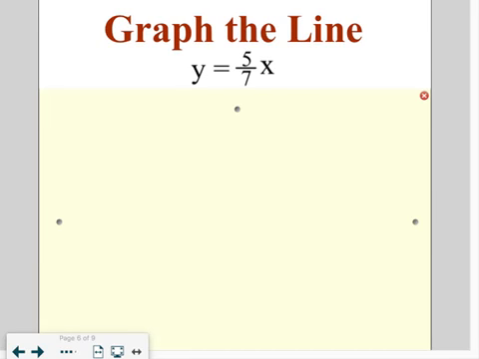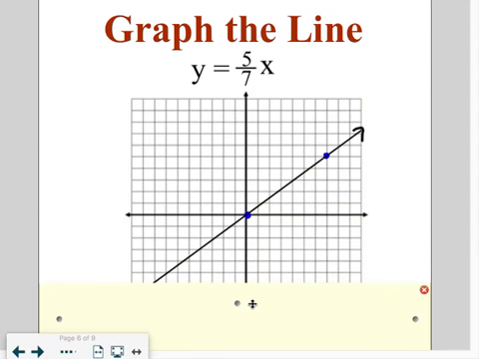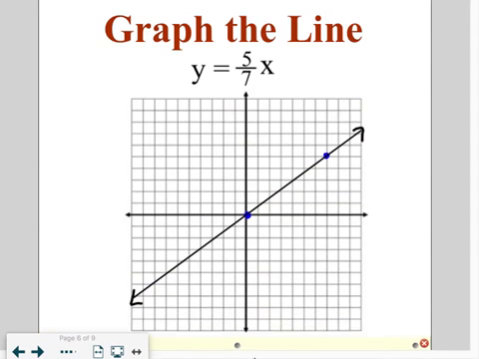Go ahead and try graphing this one on your own. Starting our point at 0, 0, going up 5, to the right 7, connecting our points and drawing in that line. If you have questions about that, please let me know when you get to class.